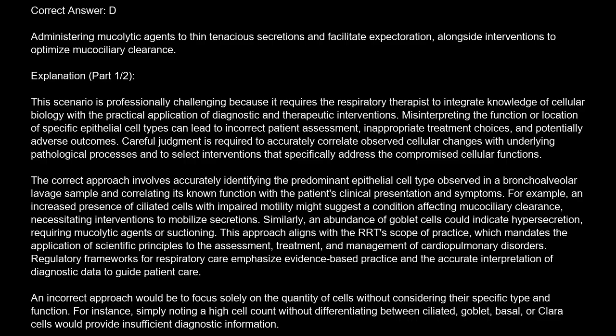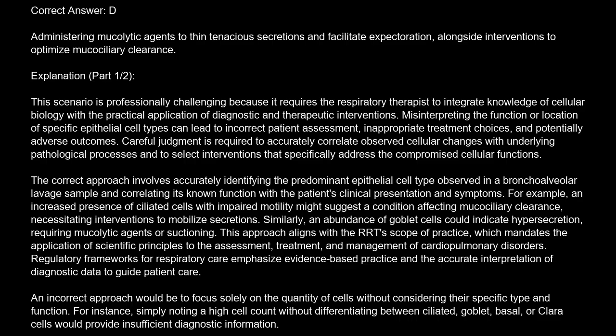Misinterpreting the function or location of specific epithelial cell types can lead to incorrect patient assessment, inappropriate treatment choices, and potentially adverse outcomes. Careful judgment is required to accurately correlate observed cellular changes with underlying pathological processes and to select interventions that specifically address the compromised cellular functions. The correct approach involves accurately identifying the predominant epithelial cell type observed in a bronchoalveolar lavage sample and correlating its known function with the patient's clinical presentation and symptoms.